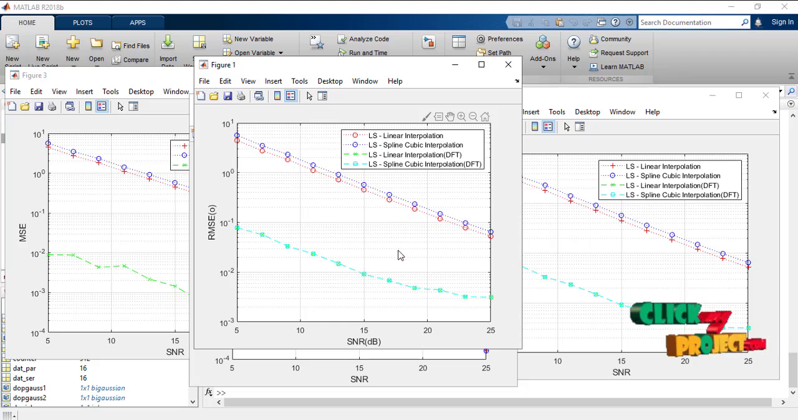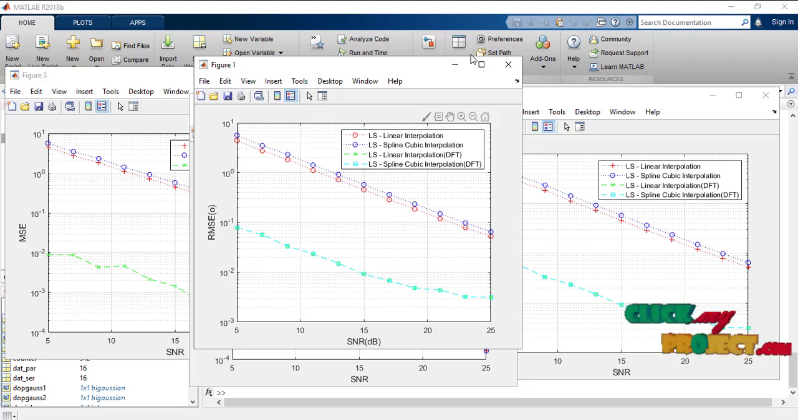After executing our main program, we got four graphs related to the SNR and root mean square error. The first one is the SNR, the signal to noise ratio, with the root mean square value, for four conditions. The first condition is the linear interpolation, the second is the spline, the third is the discrete Fourier transform in linear interpolation, and the discrete Fourier transform in the cubic interpolation.